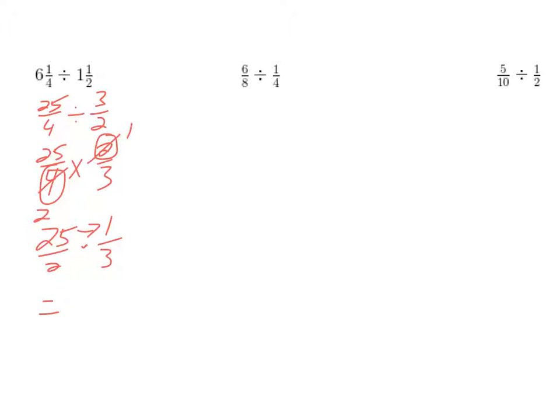Multiplying straight across, 25 times 1 is 25. 2 times 3 is 6. So my improper fraction is 25/6. 6 goes into 25 4 times with 1 left over, so it would be 4 1/6.